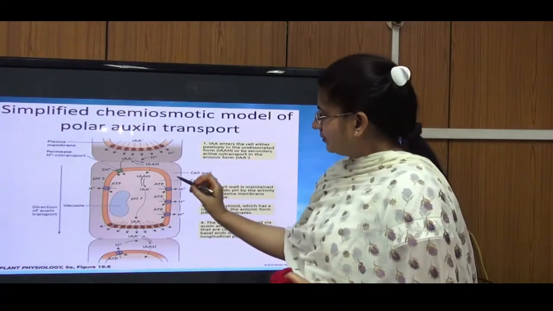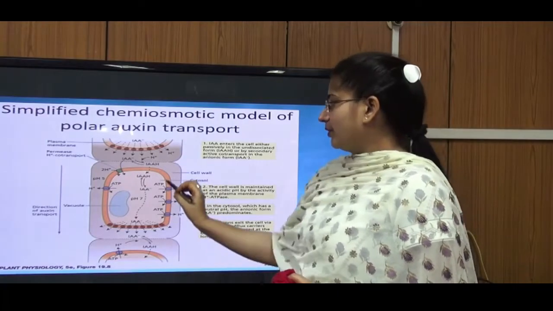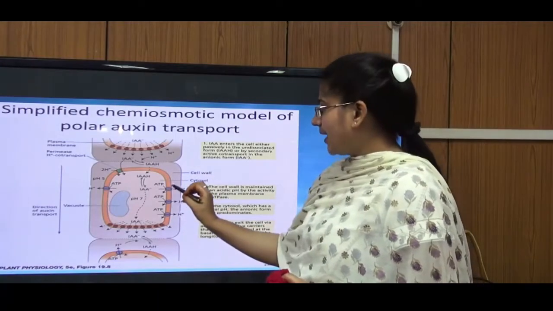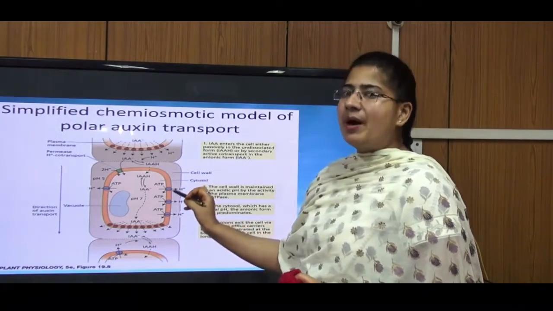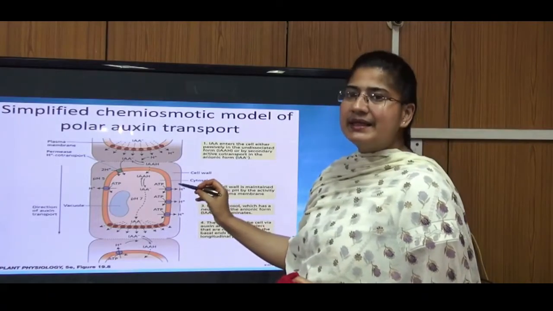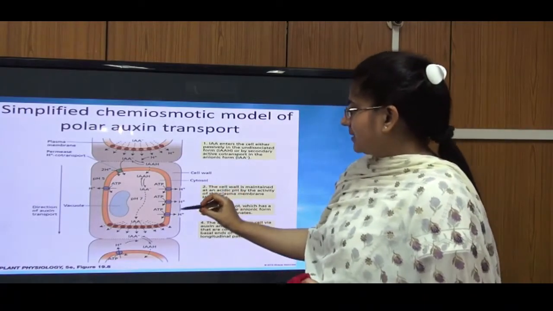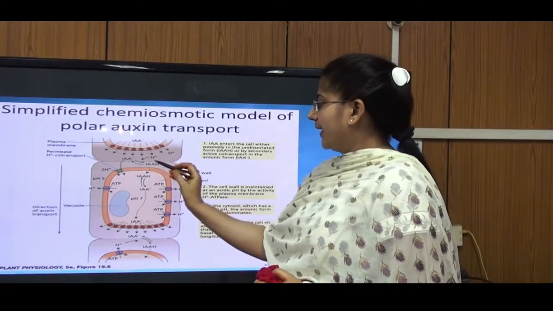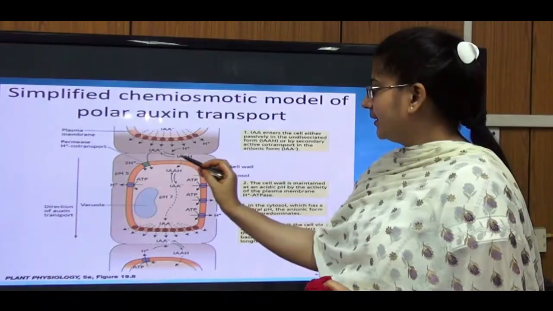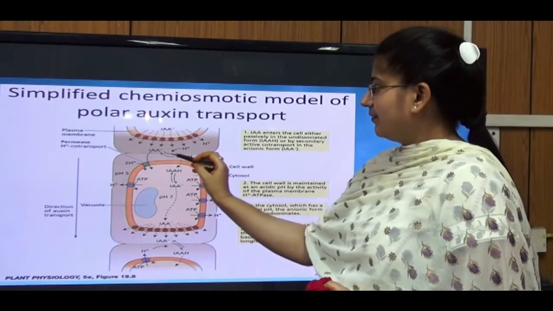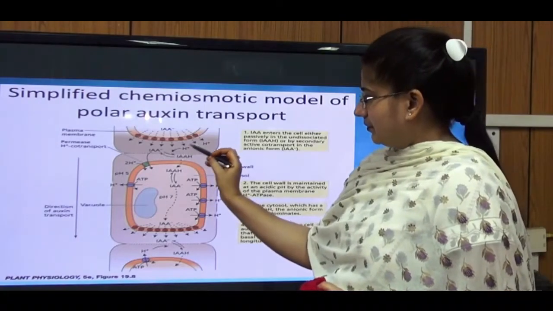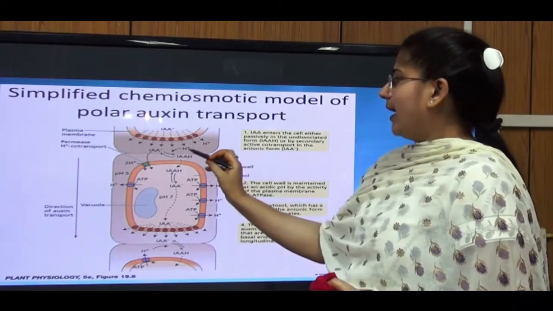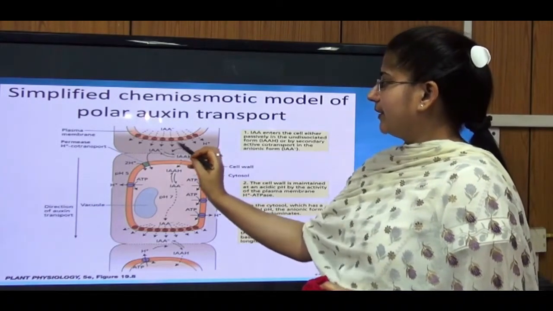There are H plus ATPase pumps on the plasma membrane which pump H plus from the cytosol to the extracellular space, and because of the activity of this H plus ATPase pump, the extracellular space becomes acidic in nature. So H plus is available in plenty in this region, and when IAA minus gets this H plus, it will convert into IAAH. This is a reversible phenomenon. If it gets plenty of H plus, it will convert to IAAH, and it will again dissociate to get converted into these two.